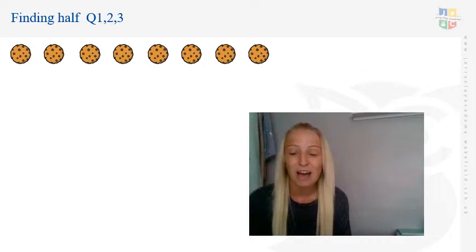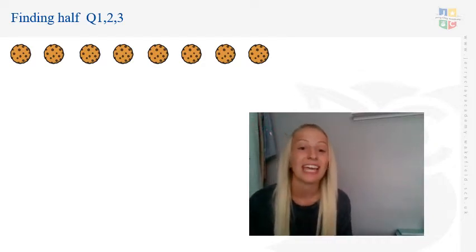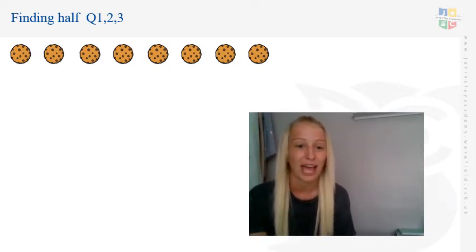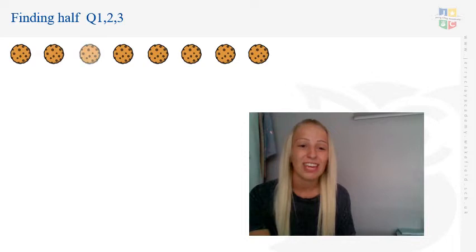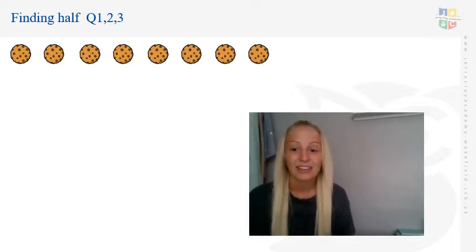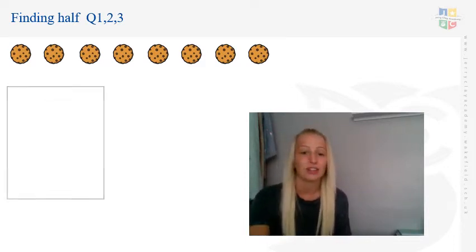Okay, so let's have a look at one more way of finding 1/2 of an amount. So here I have some cookies. Let's find out how many cookies I have altogether. So I have 1, 2, 3, 4, 5, 6, 7, 8. And to find half of 8, I need 2 equal parts.